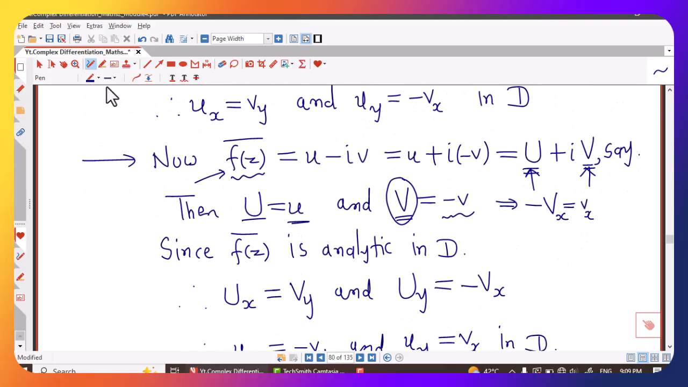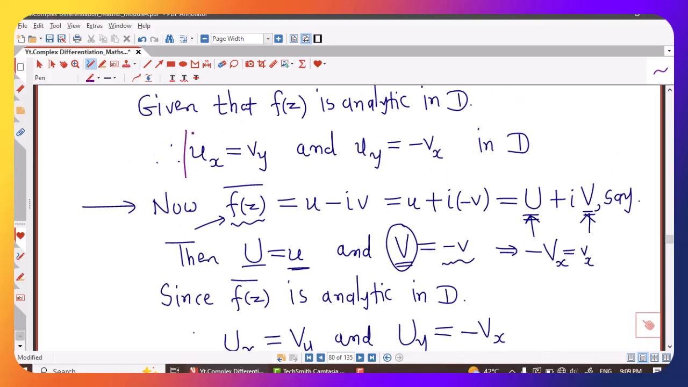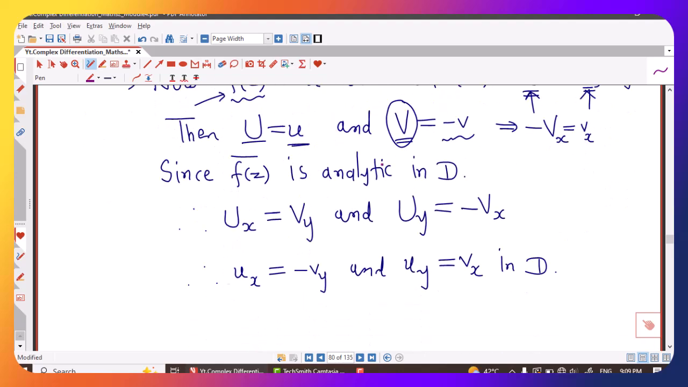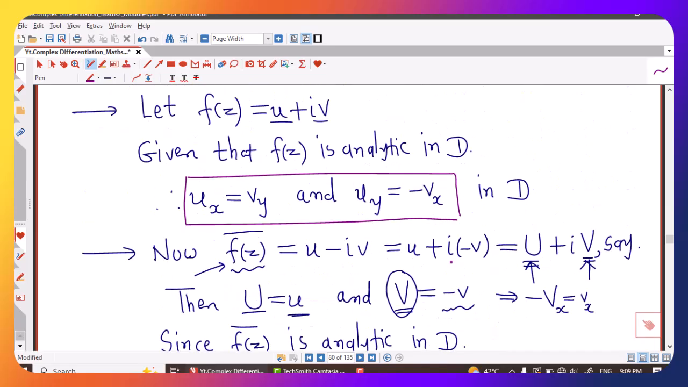And now we are going to use these equations to prove that f of z is constant. So you can concentrate here now. Here we have ux equal to vy and uy equal to minus vx. Here we have ux equal to minus vy and uy equal to vx. And if we wish, we can give numbers also. I can denote this equation by number 1, and this I can denote by number 2.